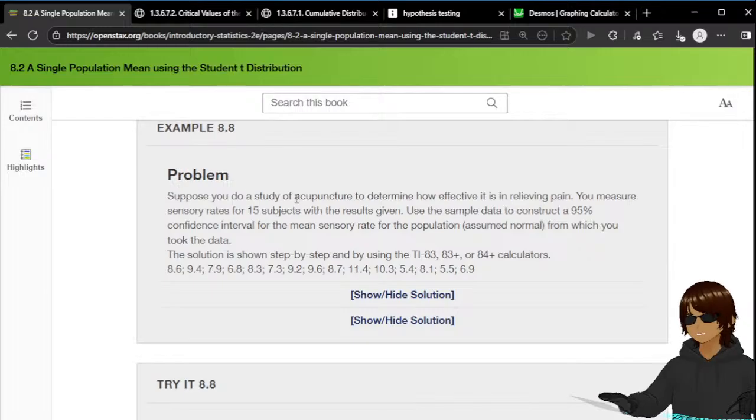Suppose you do a study of acupuncture to determine how effective it is in relieving pain. You measure the sensory rate for 15 subjects with the results given. Use the sample data to construct a 95% confidence interval for the mean sensory rate for the population from which you took the data.